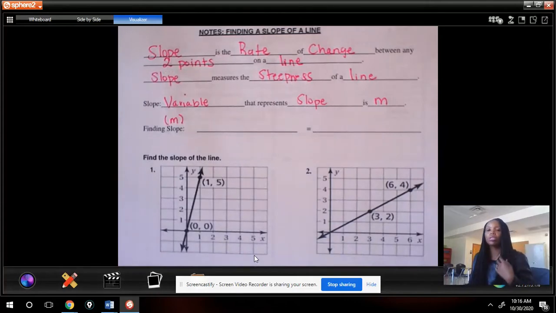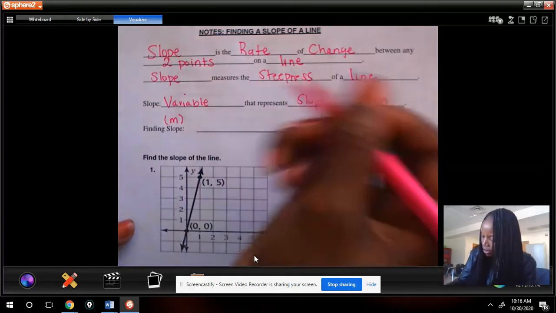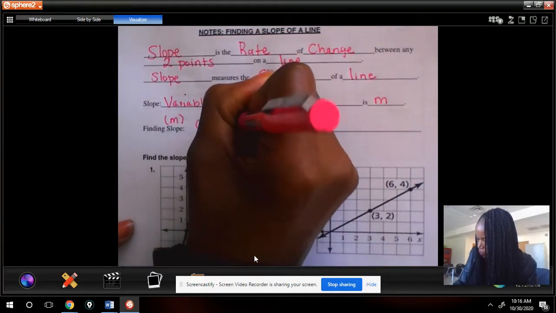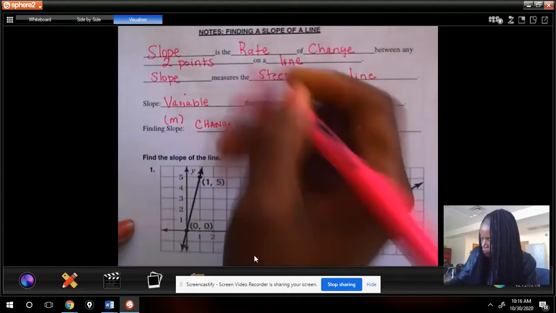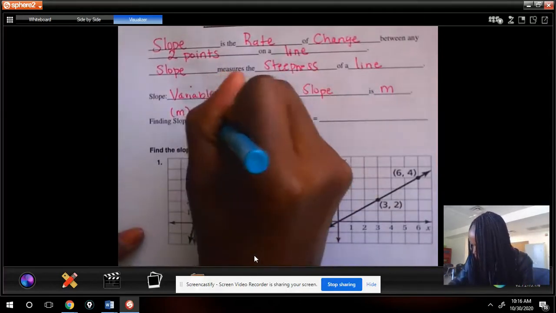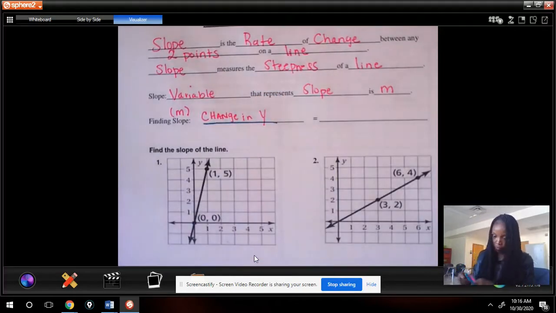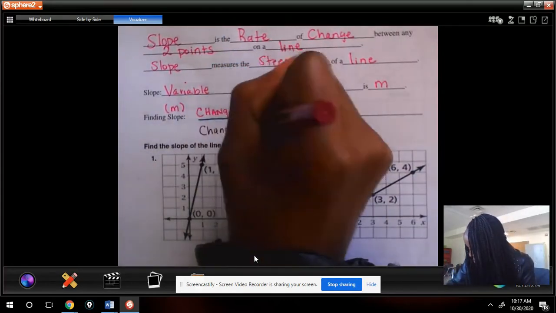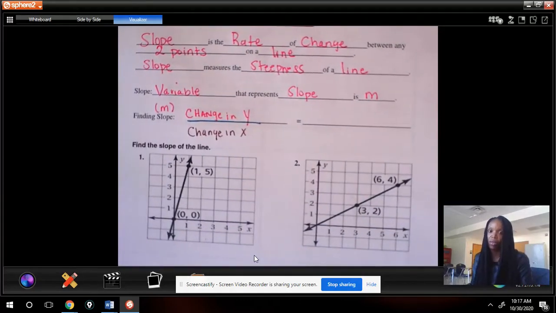Okay. So the slope means it's going to be the change in your y divided by the change in your x. So I want you to put that there. So it's change in y divided by your change in your x. So when you're doing the slope formula, y is always on top. Y is always on top.